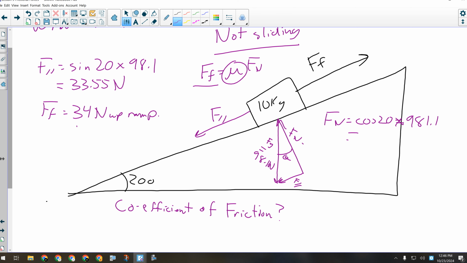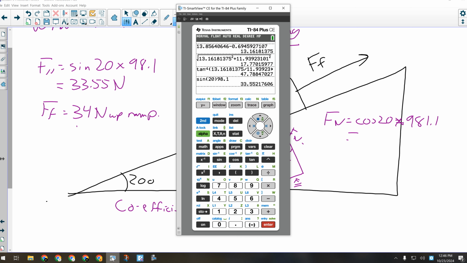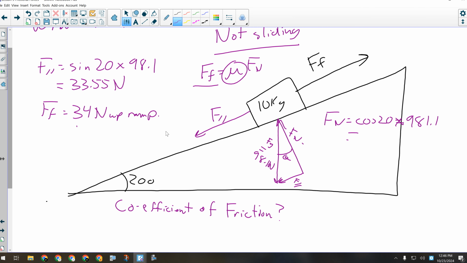And so that'll give us a normal force of cos of 20 times 98.1. So there's our normal force, 92.18 newtons. And then I just need to divide that by the force of friction. Okay, because if I'm solving for, sorry, I'm going to divide the force of friction by that. I'm going to bring normal force over here. So I'm going to divide the force of friction by the normal force.